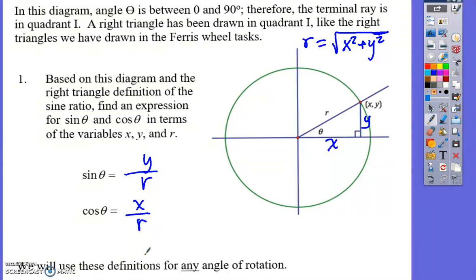So just keep those things in mind. We've got r, sine, cosine, everything's there. So make sure you've got those down. If you need to create this picture during the exam, that would be perfectly appropriate.